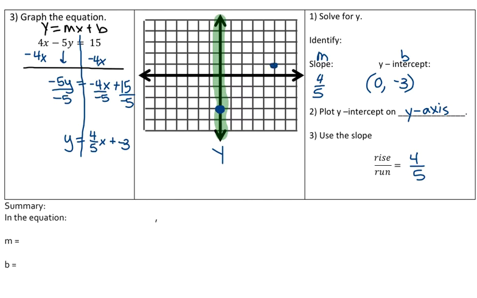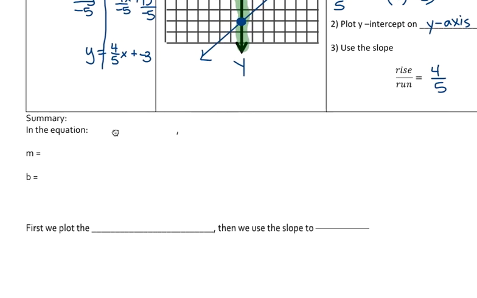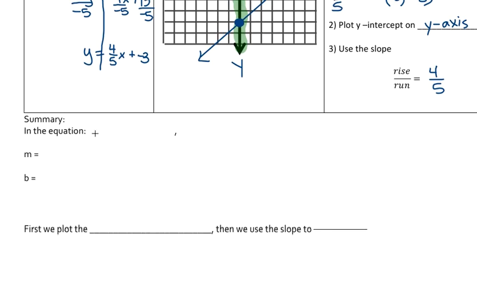Okay, and if I go up 4, I can't go over 5, I can't go down 4, so we just have those 2 points. So we just make a nice line through those points. And then they live happily ever after. Voila. Life is good.